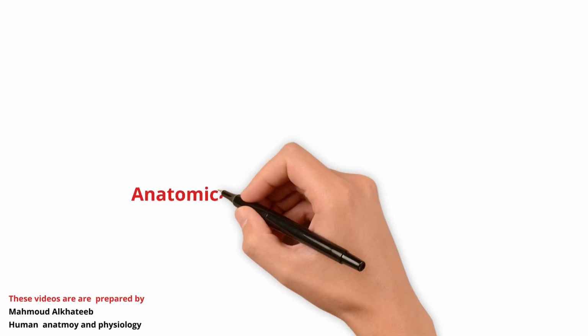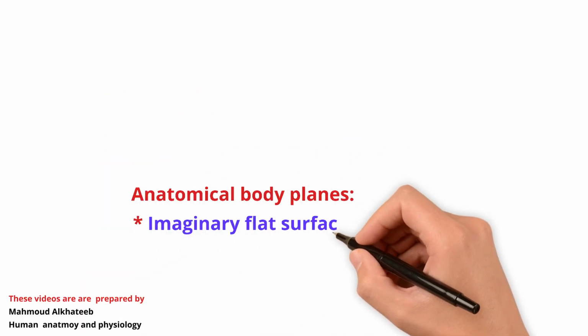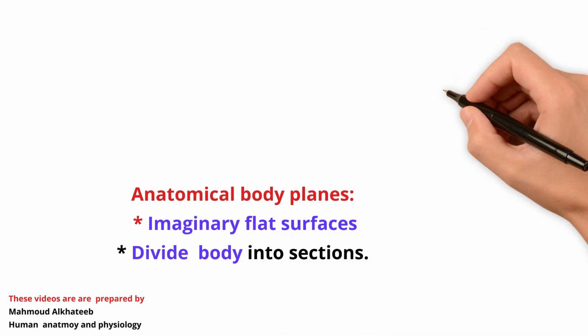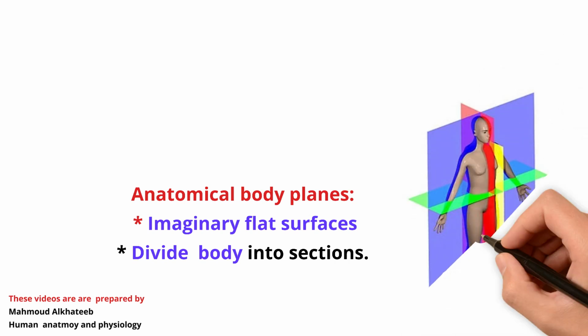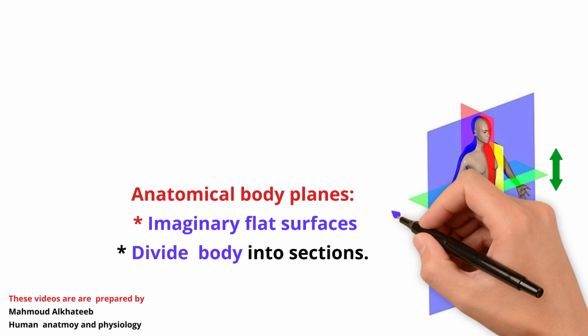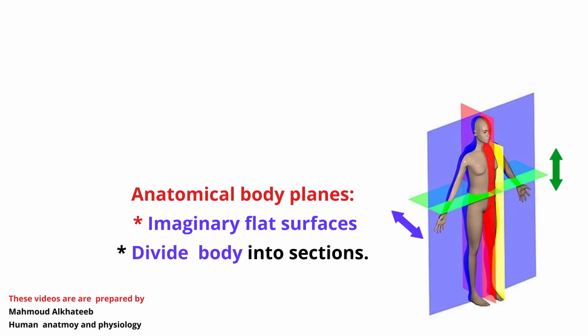Anatomical planes are imaginary flat surfaces that divide the human body into distinct sections. These planes are visually represented in the accompanying image and marked by red, blue, and green colors. Referring to the image, the green plane divides the body into upper and lower sections, while the blue plane separates the body into anterior and posterior parts. On the other hand, carefully look at the red plane. It separates the body into right and left sides.